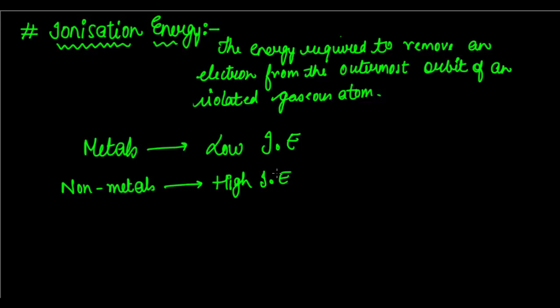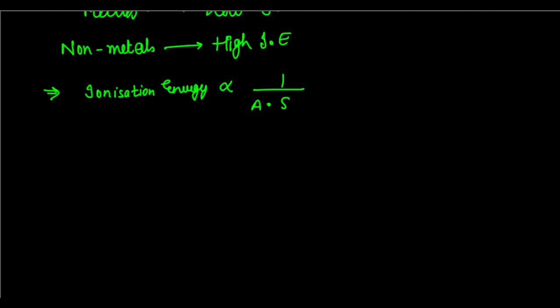Okay. One more thing to be understood here is the relation between ionization energy and atomic size. Ionization energy is inversely proportional to the atomic size. So if you have a high atomic size, then ionization energy will be less, right? That's pretty much it. Now let's try to look into the variations of ionization energy along groups and periods.